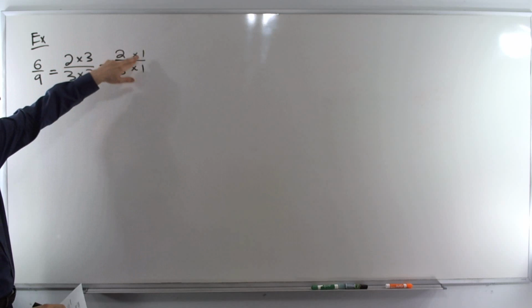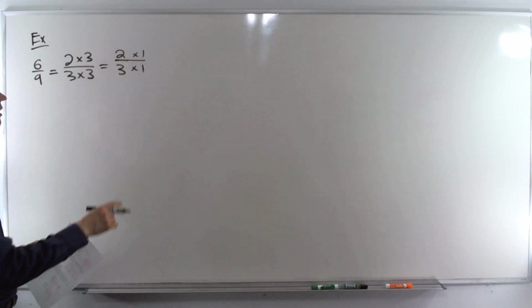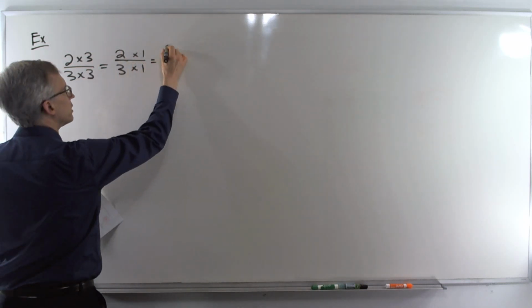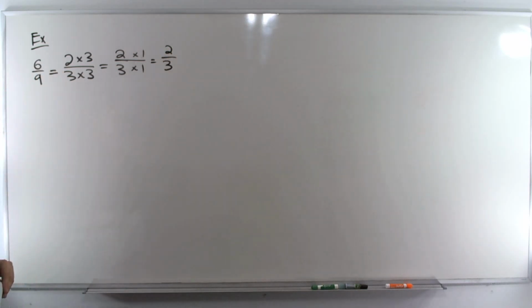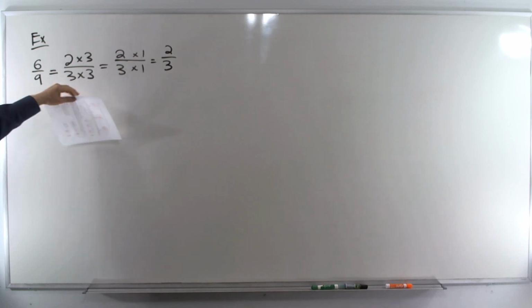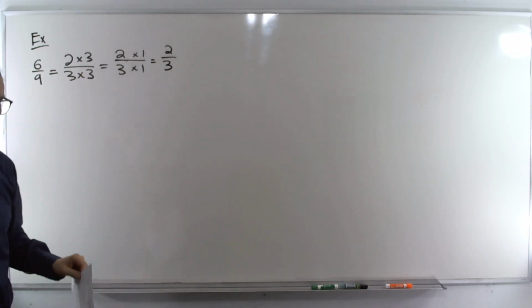3 over 3 turns into 1 over 1. And now 2 times 1 is just 2. Any number times 1 is itself. 3 times 1 is 3. So 6/9 and 2/3 are the same fraction.